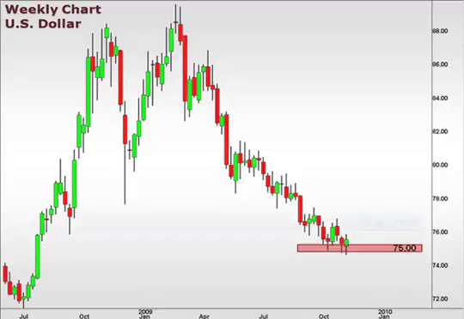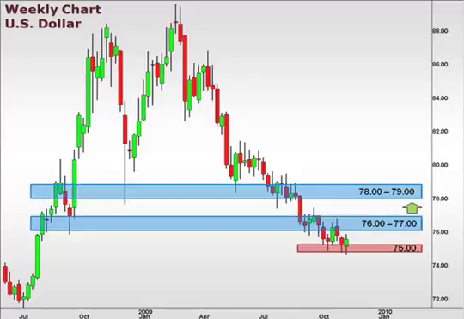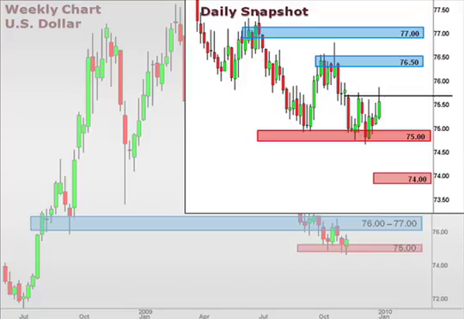Now, the 76-77 focal zone still remains an important overhead resistance. A move into this zone opens the window for a more robust US dollar recovery. Our daily snapshot here reflects the U.S. dollar consolidation down at that 75 support, as well as within some of the key focal zones towards the upside that we're using as our near-term targets. Consolidation above 76 opens the window for a test of these focal zones on the shorter time frame.